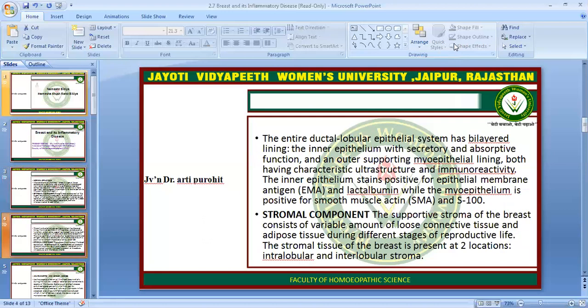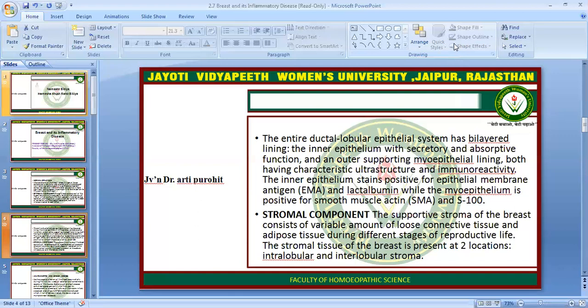The entire ductal lobular epithelial system has bilayered lining, the inner epithelium with secretory and absorptive function, and an outer supportive myoepithelial lining, both having characteristic ultrastructure and immunoreactivity. The inner epithelium stains positive for epithelial membrane antigen and albumin, while the myoepithelium is positive for smooth muscle actin, that is also called as 100.